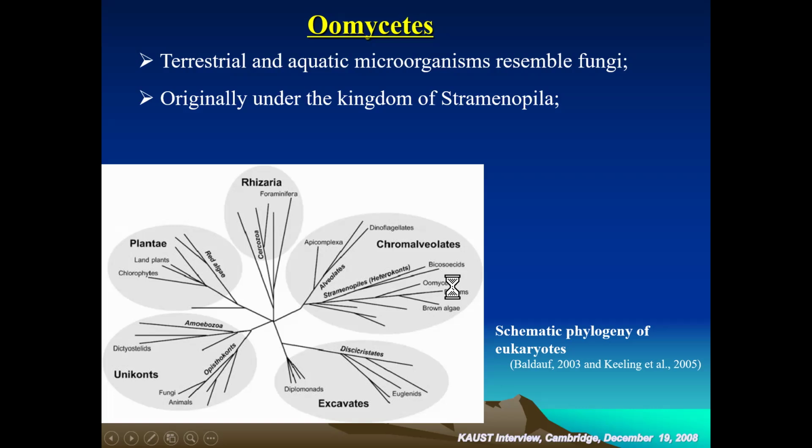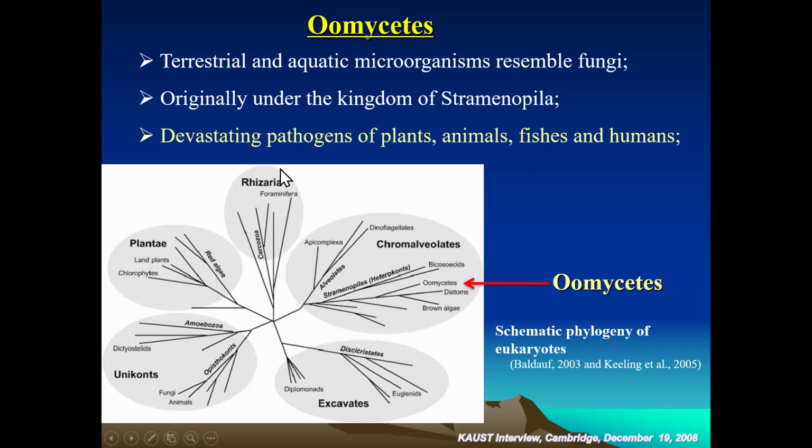In the past, we thought oomycetes were fungi based on their physiological and morphological features. But due to our ability to sequence the whole genome and analyze them at the phylogenetic, evolutionary level, we found oomycetes are different from fungi. And why are oomycetes important, why did I study them? Because they are devastating pathogens of plants, animals, fishes, and even humans.